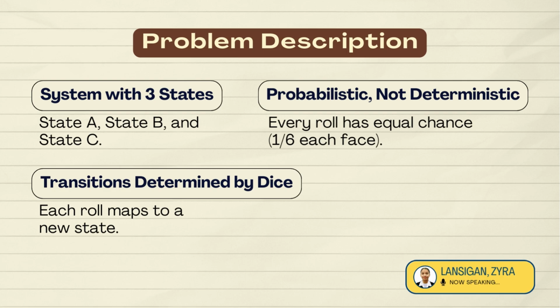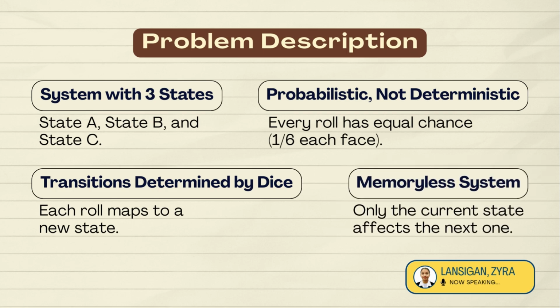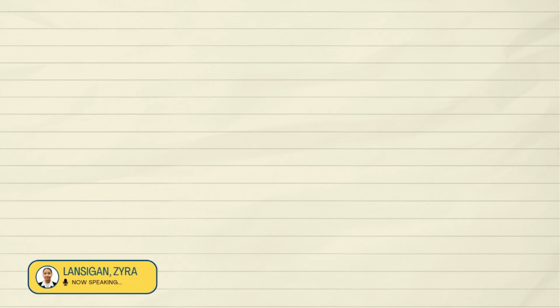It makes the system probabilistic, which means transitions happen based on chances, not certainty. For example, you might stay in the same state or you might move to another, depending on the roll. Also, because we're simulating a memoryless system, the next move depends only on where you are right now, not on how you got there. That's an important feature of Markov chains.